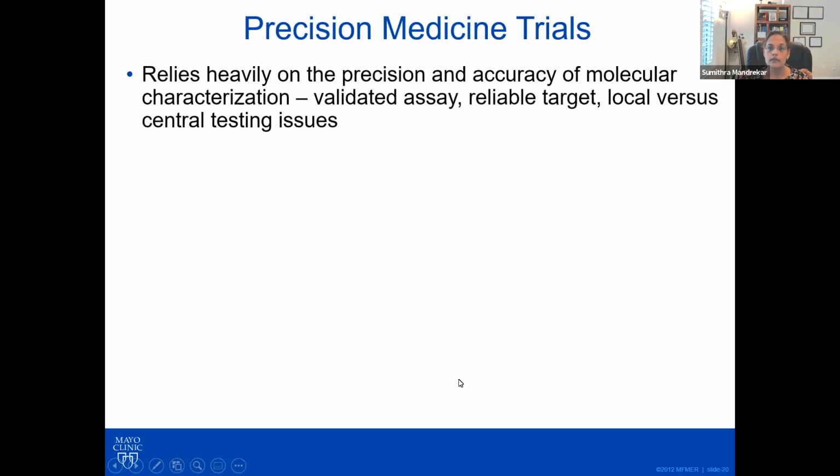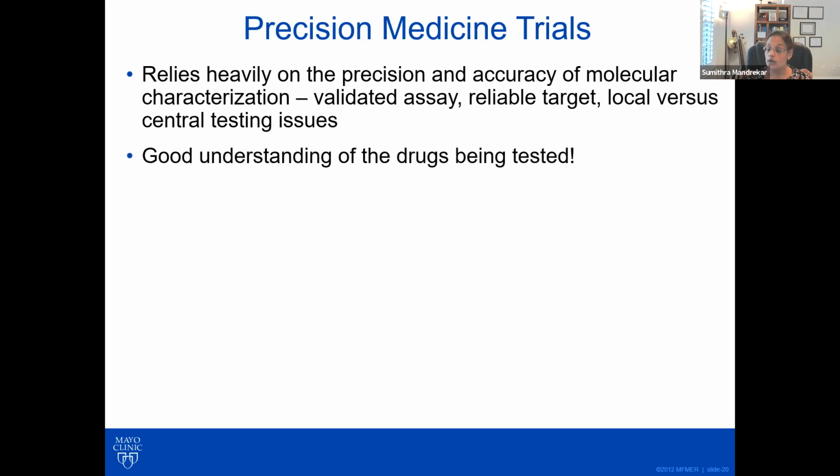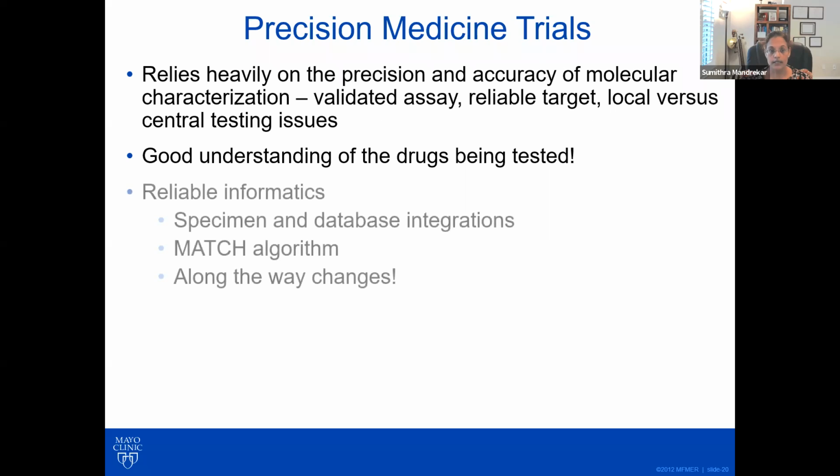So I will want to leave with a couple of big ideas when we are thinking of precision medicine trials. First and foremost, of course, you need a good assay, you need a good target. You want to know what the local and central testing issues are before you embark on it. You need to understand the drugs that you're testing. I think this is often forgotten, right? The first 2 words we pay a lot of attention to, but I think the most important thing to launch and maintain these studies is reliable informatics.